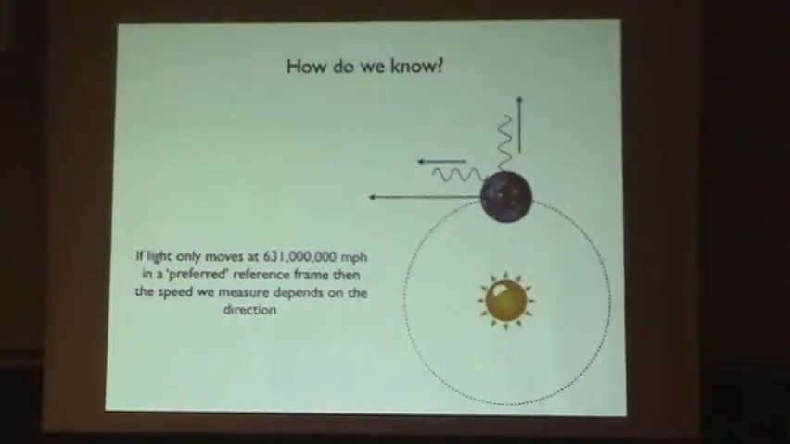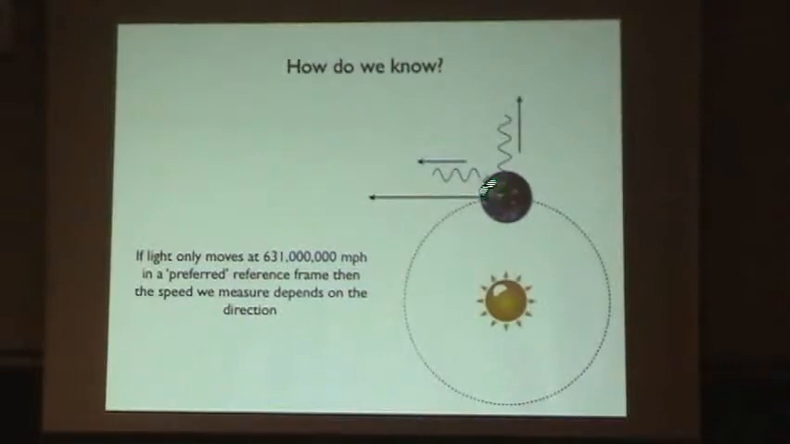So how do we know? Well, let's suppose that everybody doesn't see the same speed of light. Light moves at 631 million miles per hour in a preferred reference frame. People call this the ether. I'm going to try not to say the word ether anymore because it's confusing. So suppose light only moves at 631 million miles per hour in a preferred reference frame.